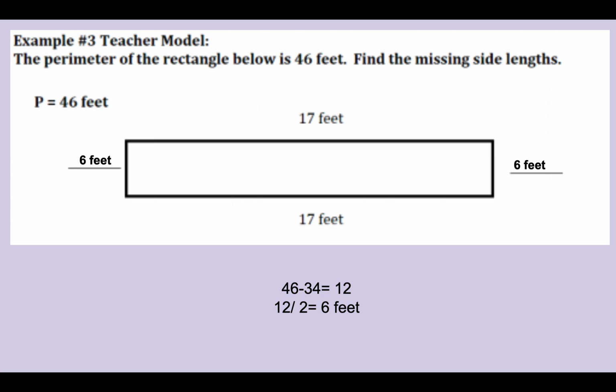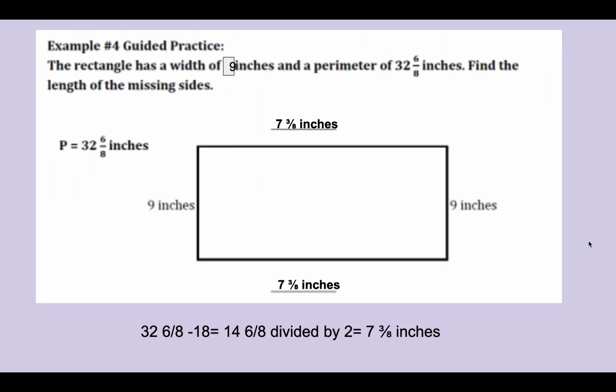Let's try one of these again. The rectangle has a width of 9 inches and a perimeter of 32 and 6/8 inches. Find the length of the missing sides. So in the book on this page, we were given 9 inches as the width. We need to find the length. Well, our perimeter is 32 and 6/8 inches. What is the total length of the sides given? Each side given is 9 inches, so the total length given is 18 inches because 9 plus 9 equals 18.